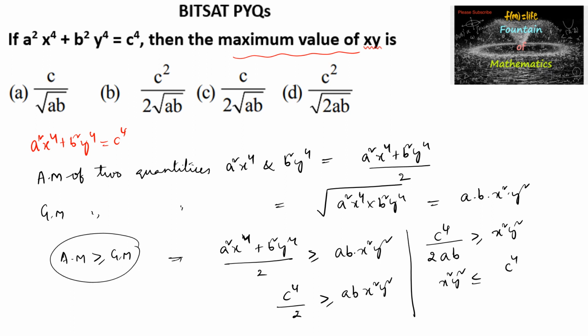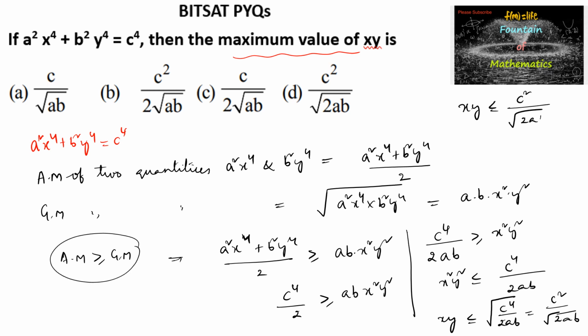Or we can write x square y square is less than or equals to c power 4 upon 2ab, or xy is less than or equals to under root of c power 4 by 2ab, which is c square upon root of 2ab. So the maximum value of xy can be taken as, since xy is less than or equals to c square upon root of 2ab, so this is the maximum value. So we can go with option D.